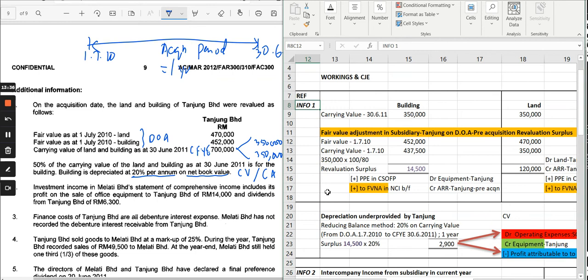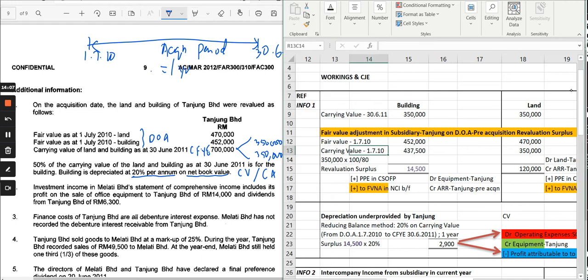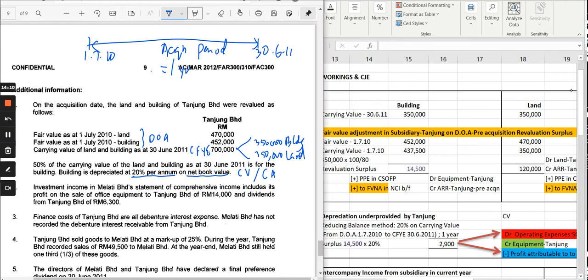So let's look at our working here, the one that you have here. The first thing you need to do is put the fair value, one for the building, we take from here, another one for the land. And you are going to find out what is the surplus on the date of acquisition, or if there is any deficit. So what you need to do is to find out the carrying value on 1st of July. You are not given, right? So when you are not given, you can gross up the carrying value here. So you have here the carrying value, which is 350,000.